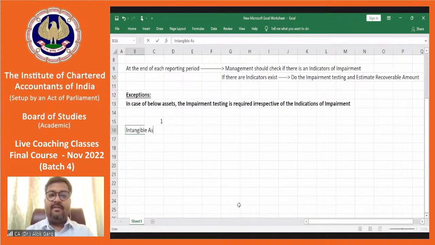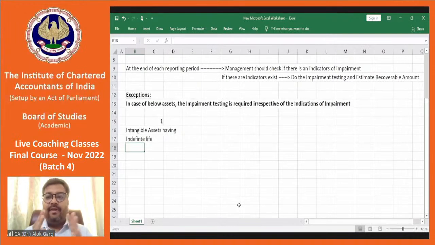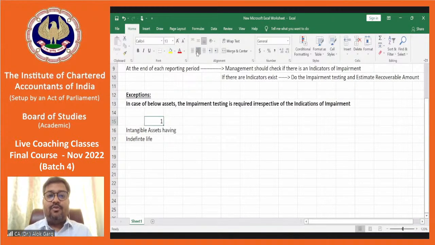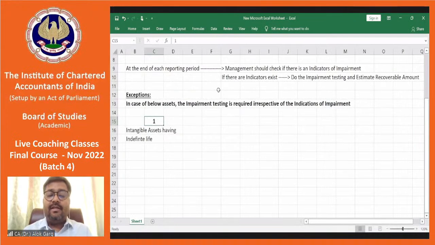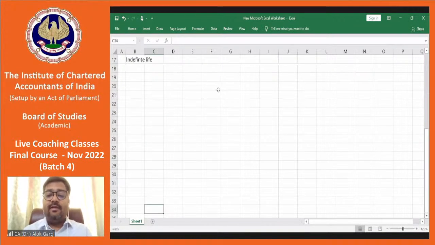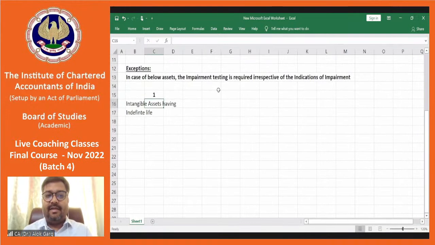intangible assets having indefinite life. Do you remember I have told you that there is a concept of finite life and indefinite life? In case of indefinite life, since life is not there, you are not able to estimate the amortization. So in that case, you have to do the impairment testing, right? So the first one is intangible asset having indefinite life.